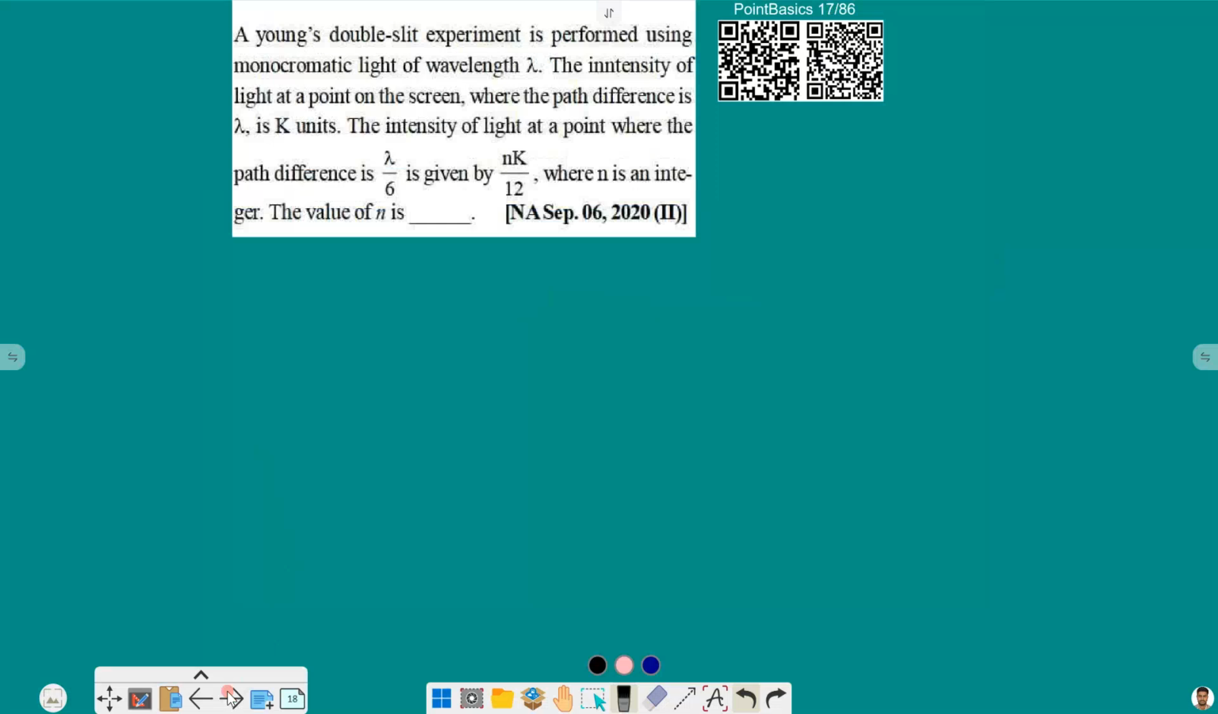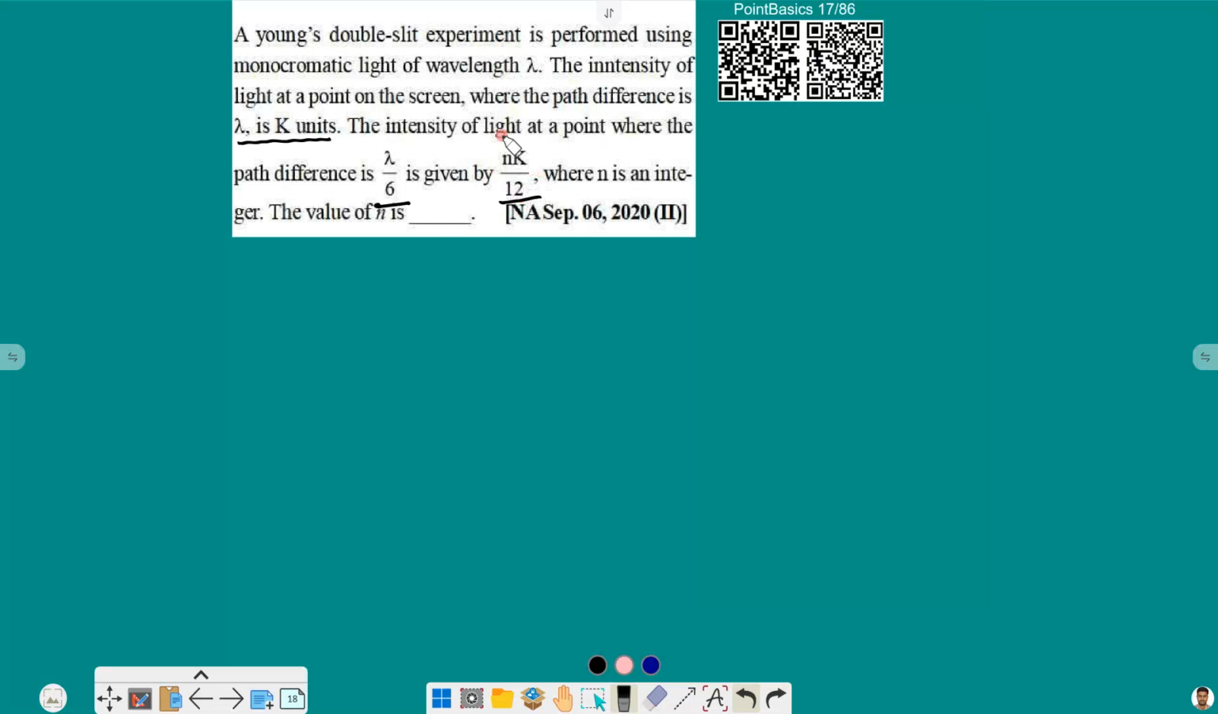In the next one, Young's double slit experiment is performed using monochromatic light of wavelength lambda. Intensity of the light at a point on the screen where the path difference is lambda is k units. The intensity of the light at a point where the path difference is lambda by 6 is n k by 12, where n is an integer value, and we have to find n.